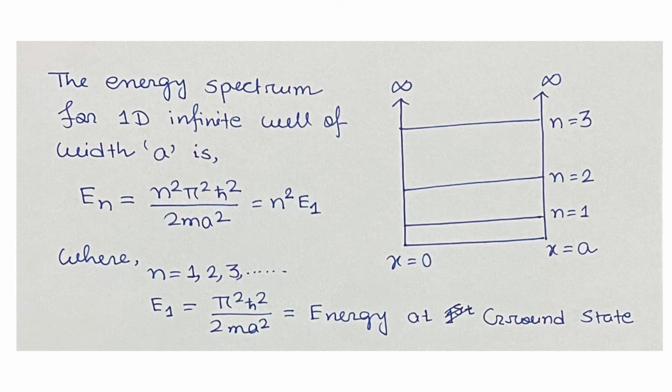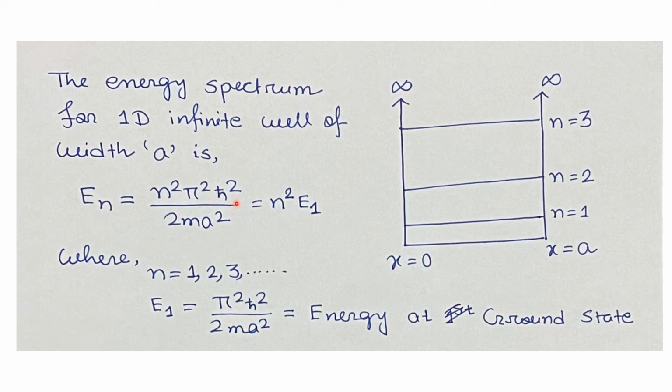If you have solved the problem for a one-dimensional infinite well having width a in your basic quantum mechanics, then you know the energy spectrum is given by En equals n² π² ħ² divided by 2 m a², where n is the principal quantum number of this system. So En is the energy of the nth energy level of this potential well.